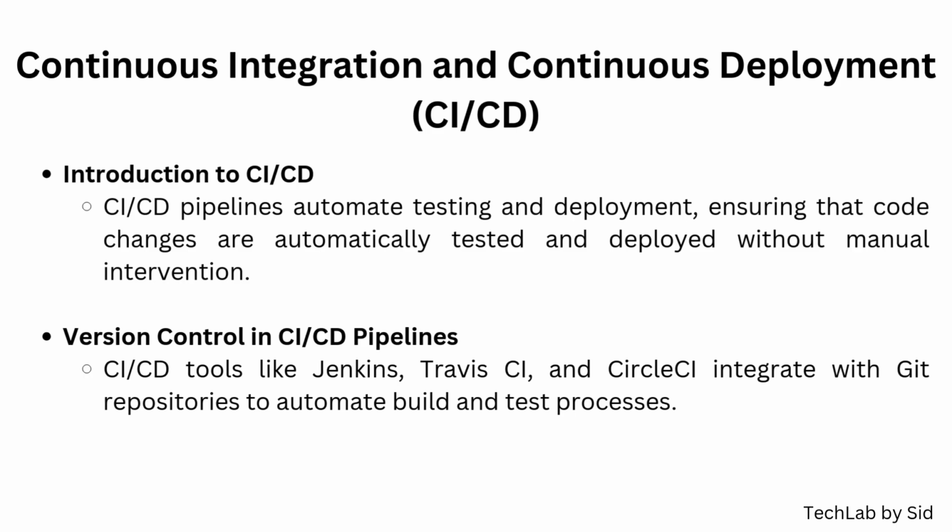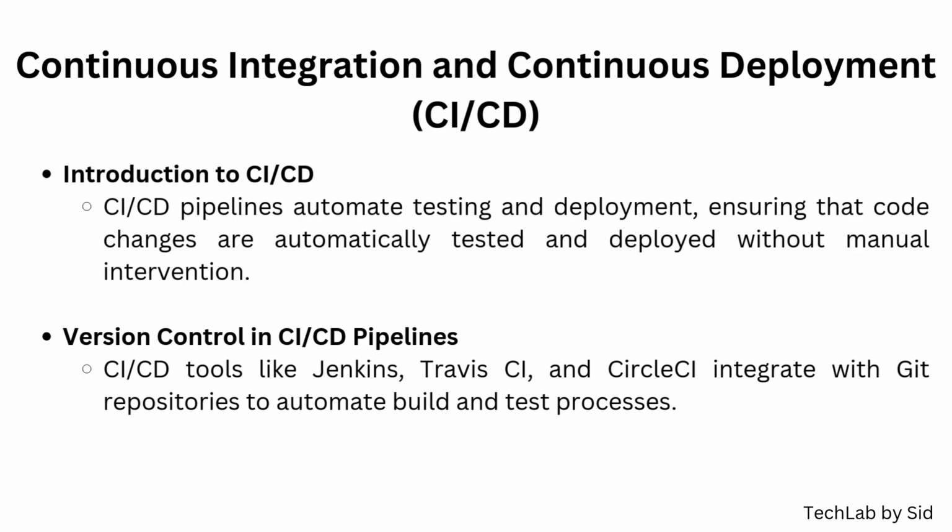Continuous integration and continuous deployment. Introduction to CI/CD. CI/CD pipelines automate the process of testing and deploying code changes. This ensures that every code change is automatically tested for errors and deployed to production without manual intervention, enabling faster and more reliable development cycles.